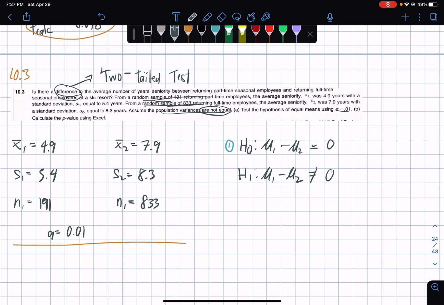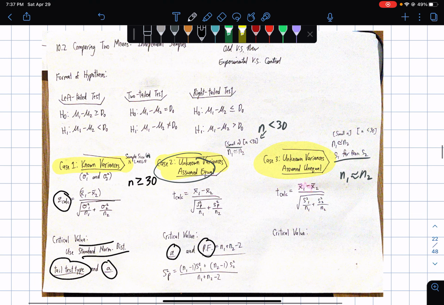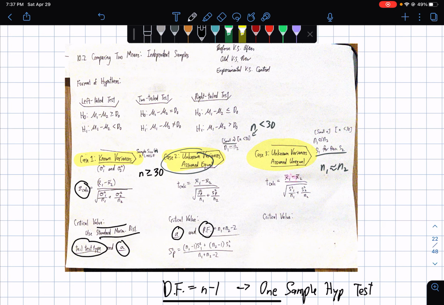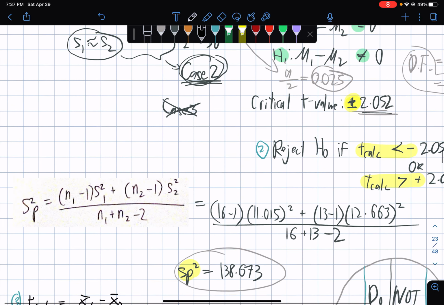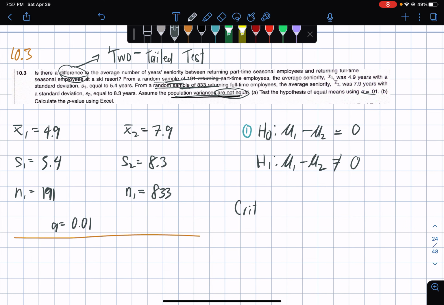And then to look for the critical value, wait, let's determine first what case this is. Assume that the population variances are not equal. What does that suggest? Here, population variances are assumed unequal. So I bet that's case 3 already. I think. Wait a minute. But even despite this being stated, this may suggest this is case 3.